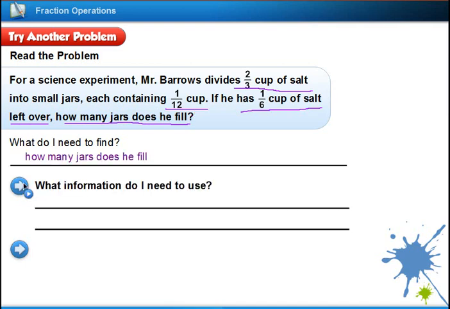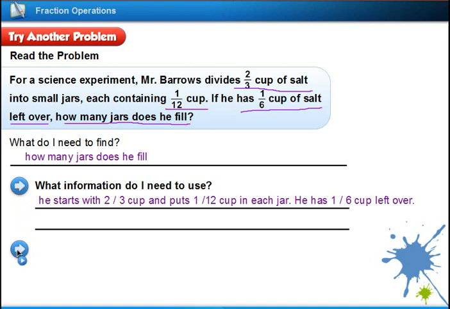Next, what information do I need to use? Well, we need to use the fact that he starts with 2/3 cup, that he has 1/6 cup left over, and the remaining he divides into 1/12 cups evenly.